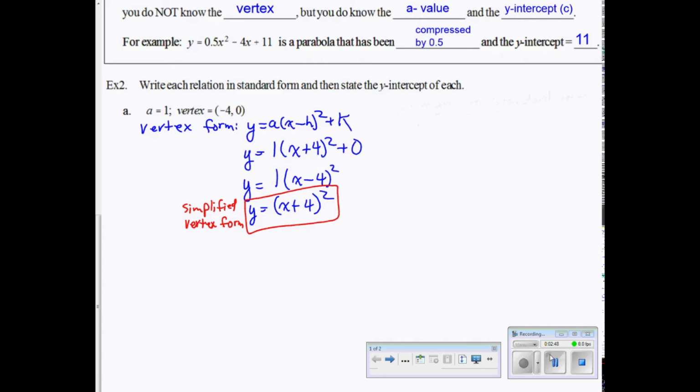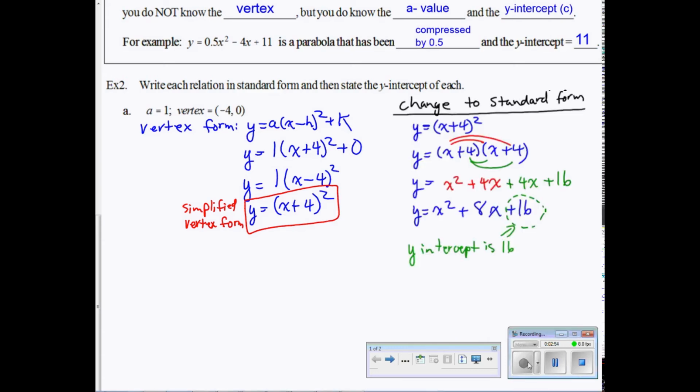So now when you continue, we're going to expand this. We're going to change it to standard form for our simplified version, and all it means is we take x plus 4 squared and we just expand it. Boom, boom, boom, and then there is our y-intercept. And guess what? We're done. All right? So when I ask you to write something in vertex form, you could leave it like this, but then if you simplify it, this is our simplified vertex form. That is what we normally see in the back of our textbooks. All right?